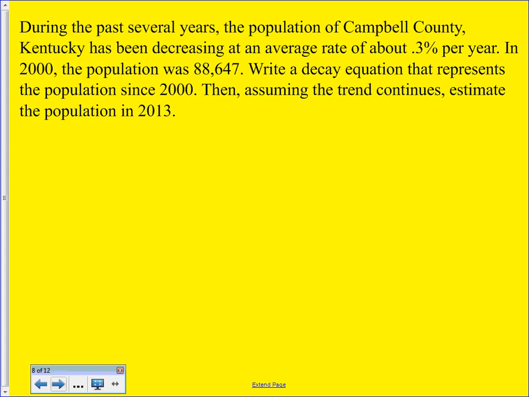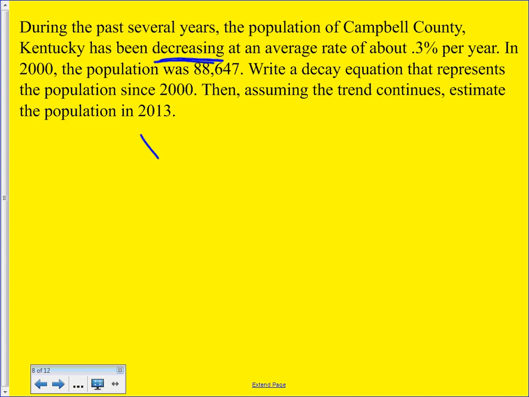During the past several years, the population of Campbell County, Kentucky has been decreasing. There's a very important word, at an average rate of about 0.3% per year. Okay, so then it gives us the starting population. So whenever it says the population was and it gives us a date, that's probably our starting point. So we want to write a decay equation that represents this scenario, and then, assuming that the trend continues, we want to write the equation with a time so we can figure out what the population will be next year. So let's go ahead and do this.